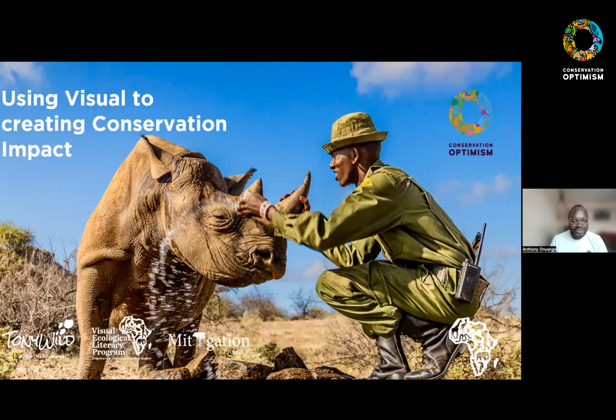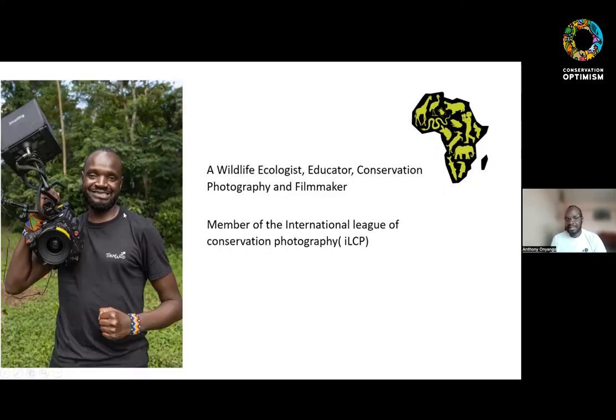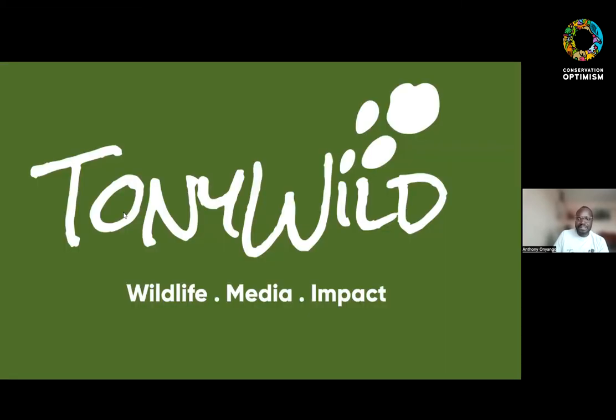My name is Anton Ochieng Onyango. I am from Kenya, and I'm a combination of a lot of things. But I try as much as possible to go with the following aspects. I'm a wildlife ecologist by training. I'm an educator, a conservation photographer and filmmaker, and I'm a member of the International League of Conservation Photographers. I run a platform called TonyWild. TonyWild is a platform that uses visuals to educate people about conservation, and basically uses both photography and filming.